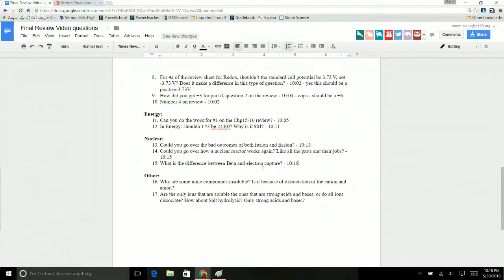Electron capture is when an inner electron is actually absorbed by the nucleus. So it comes into the nucleus, hooks up with a proton to create a neutron. So they're kind of like the reverse of each other in a way.